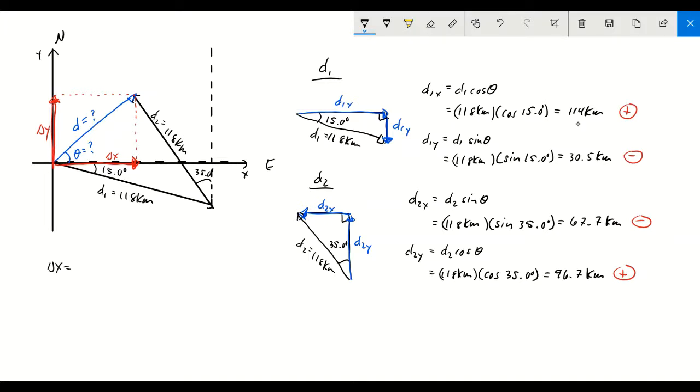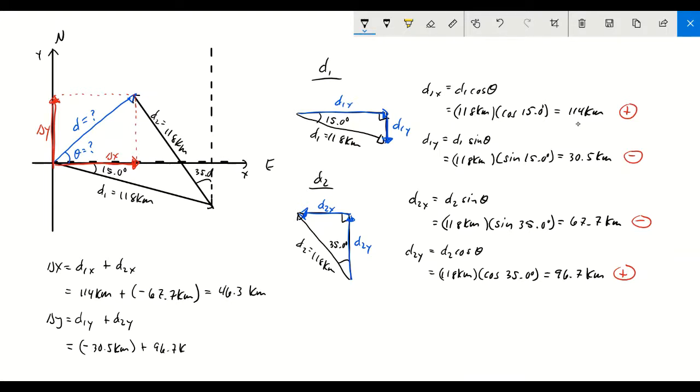So delta x would be equal to D1x plus D2x. So we have to combine these. So we've got our 114 kilometers plus our negative 67.7 kilometers, because that one is pointing backward. We have 46.3 kilometers for our x component. Let's do the same thing for the y component. D1y plus D2y. Well, D1y is negative 30.5 kilometers plus our other component for D2y, which is 96.7 kilometers. And so this gives us 66.2 kilometers.